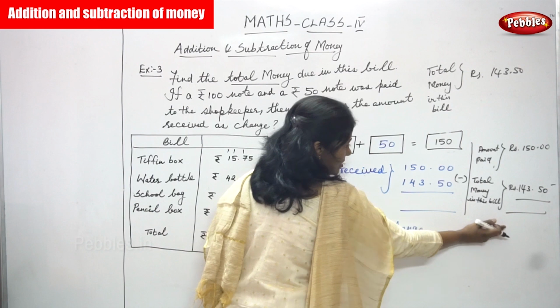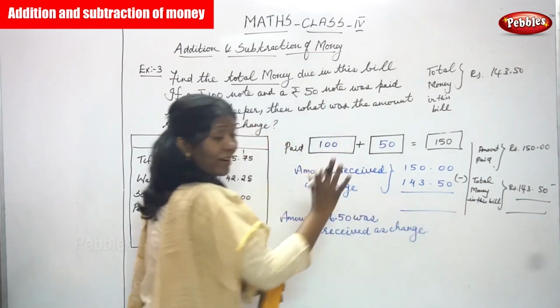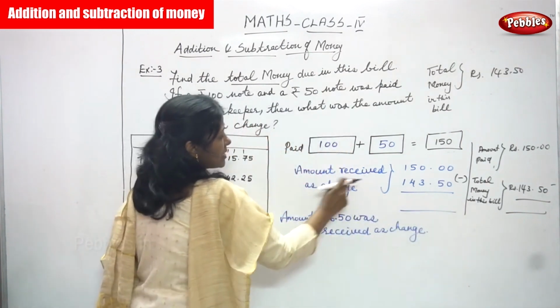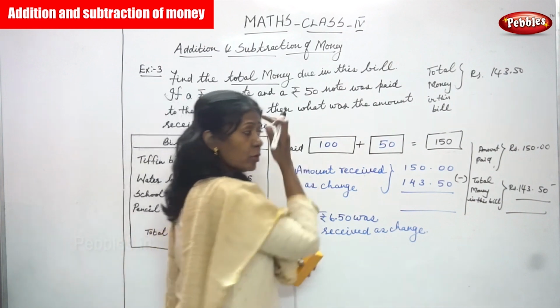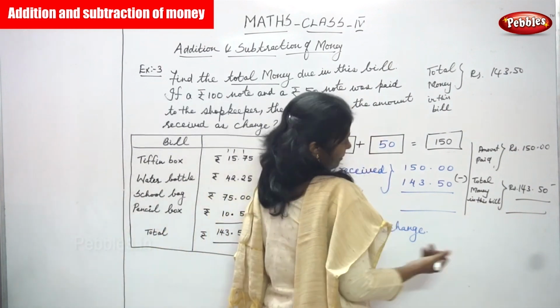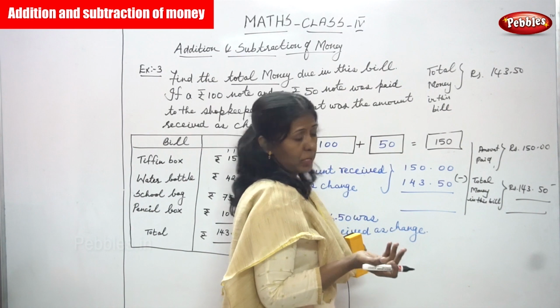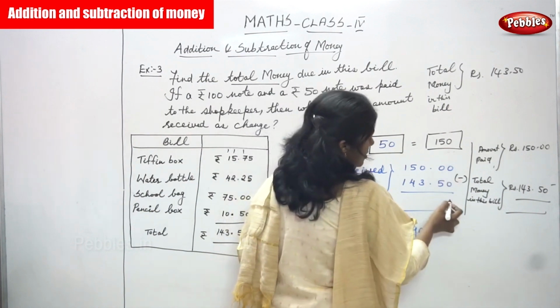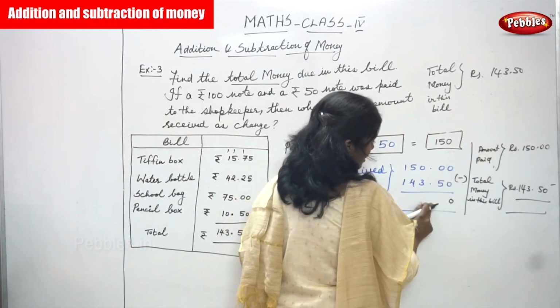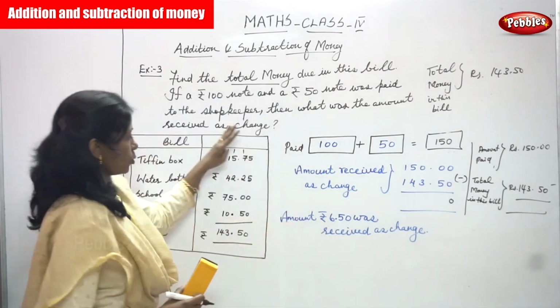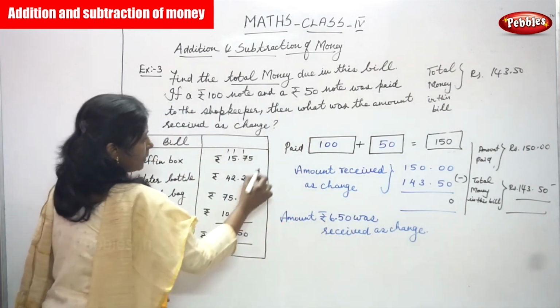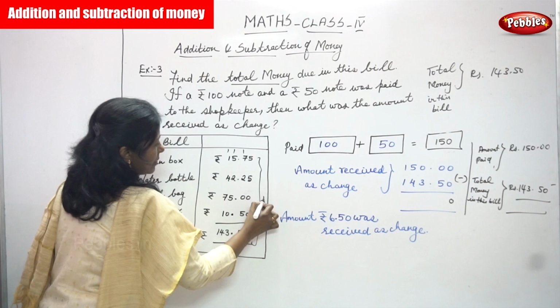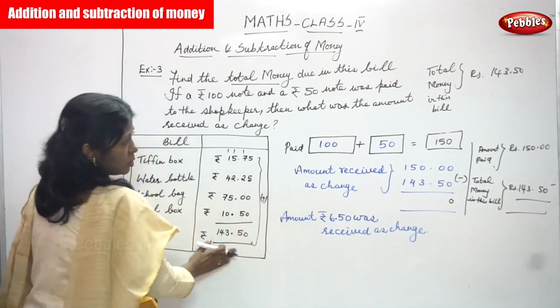So whatever I've written, I just wrote the final answer as amount received as a change. So the remaining amount, how much is going to come back from the shopkeeper. 0 minus 0 you can get, that is 0. You have to subtract. In this bill you have to add everything. You have to completely add, that is addition. So this is the total bill.